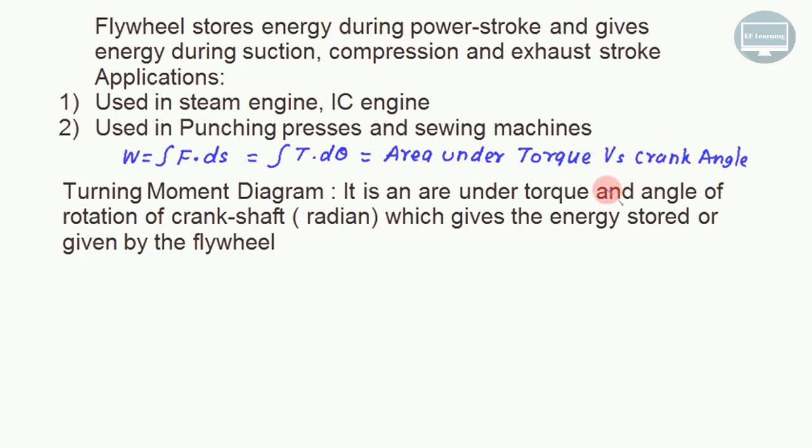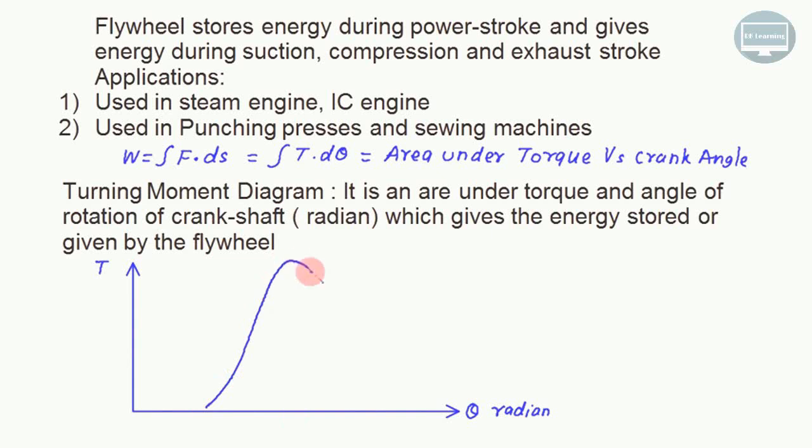Torque versus crank angle. Normally crank angle is always used in radians. Whatever diagram we call this, we normally call it the turning moment diagram. On the y-axis we plot the torque, on the x-axis we plot theta. So this one is torque and this one is theta. Let's say we have a general description of this diagram, and we have a variation of T here in this form.